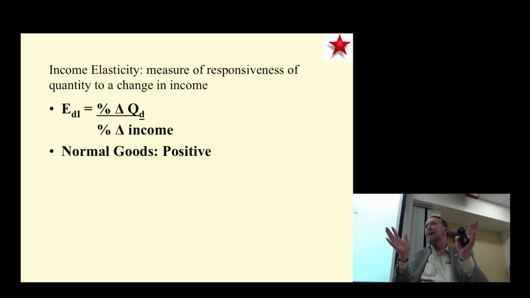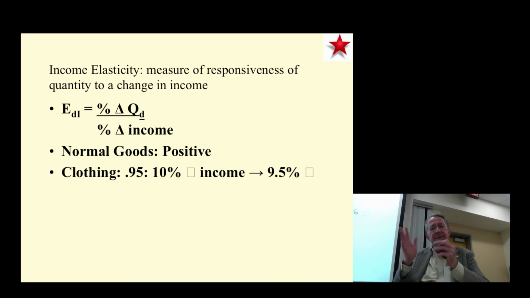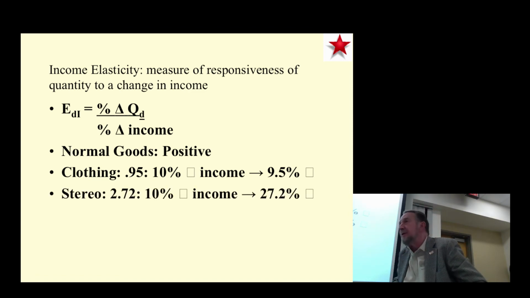Some examples of estimates of that: demand for clothing is close to unitary elastic. A 10% increase in income leads to about a 9.5% increase in consumption. Stereo units are very responsive to income changes over certain ranges. And a 10% increase in income may lead to close to a 30% increase in expenditures on quality units. Not number of stereos or TVs, but the quality units that you're willing to buy.